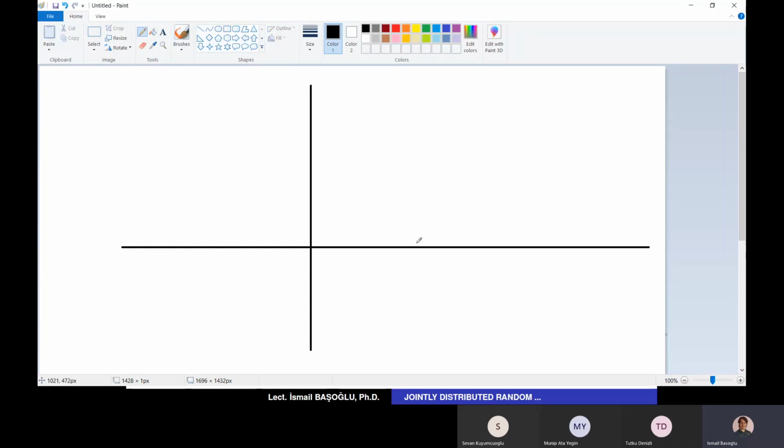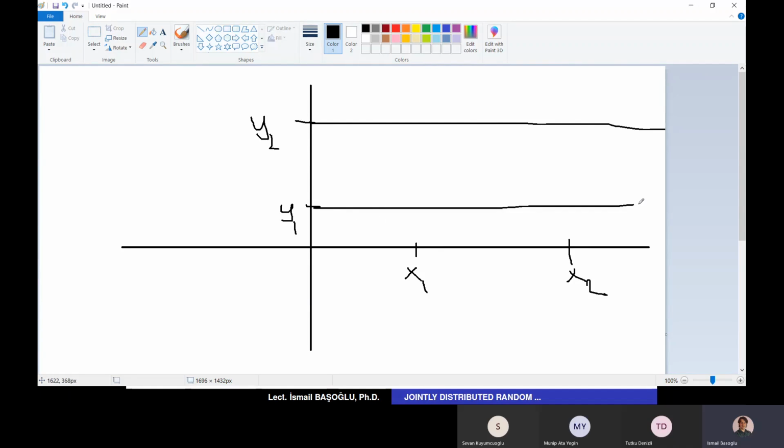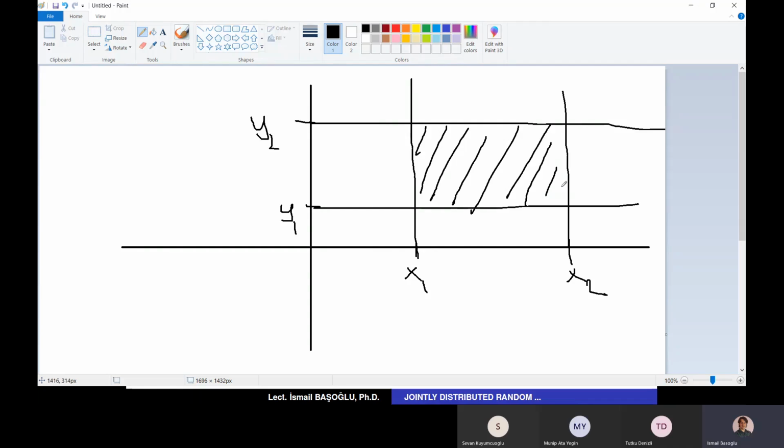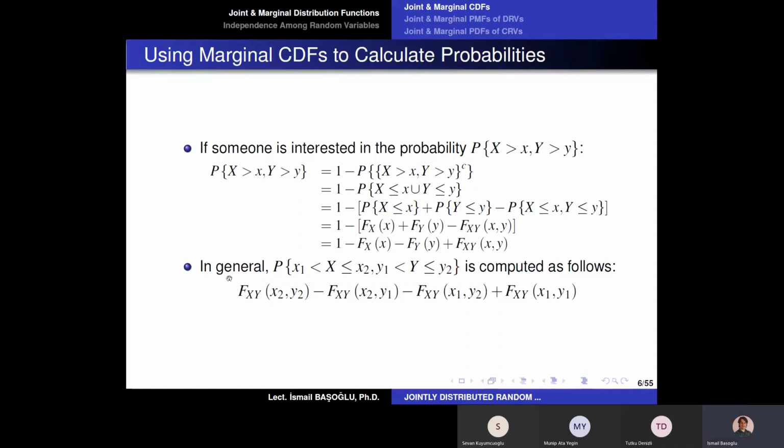So you will see x1 and x2 here, and you will see y1 and y2 here. And the question is asking the probability of the first random variable x to be between x1 and x2, and the second random variable to be between y1 and y2 at the same time. So the question is asking the probability of that region. Okay, so how do you compute it? Now be careful. First, you compute the CDF at x2 and y2.